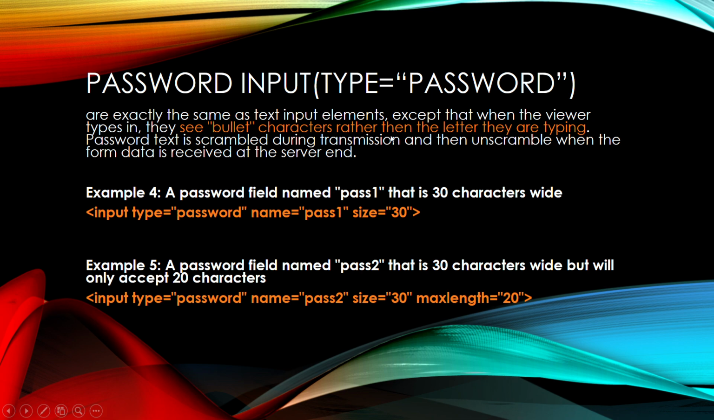Password: input type equals password. Password fields are exactly the same as text input elements, except that when the viewer types in, they see bullet characters rather than the letters they are typing. Password text is scrambled during transmission and then unscrambled when the form data is received at the server end. This is example 4 containing 30 characters. This is example 5 containing 30 characters and accepting 20 characters.